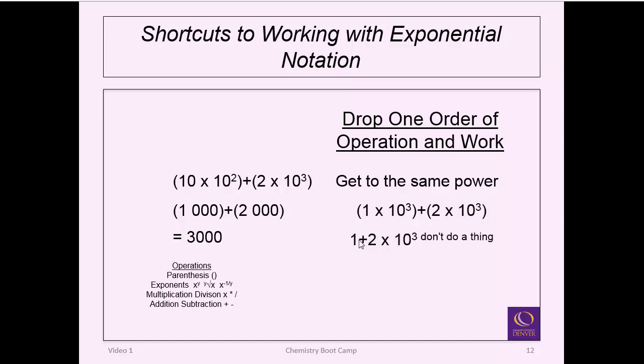And what do we do? 1 plus 2. What's the order of operation below addition? There's nothing below addition, so don't do anything to it. That's kind of the reminder. So 10 to the third plus 10 to the third, right? You don't do any change to it. So this 1 plus 2 is 3 times 10 to the third. So long story short, when you're adding exponentials, get them to the same power, operate on what's in front, 2 plus 1, and then leave the power alone.